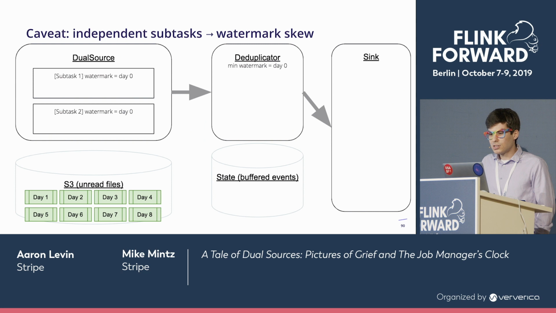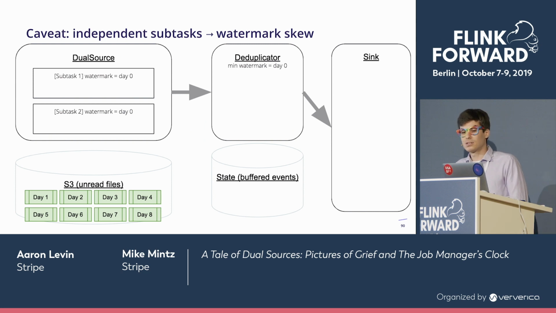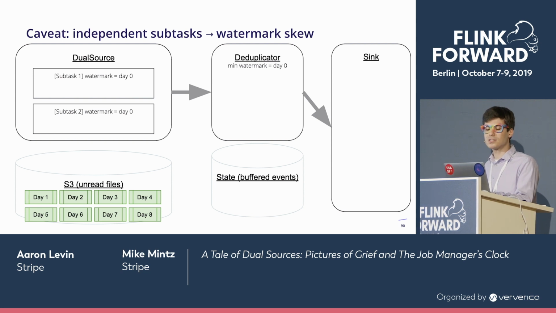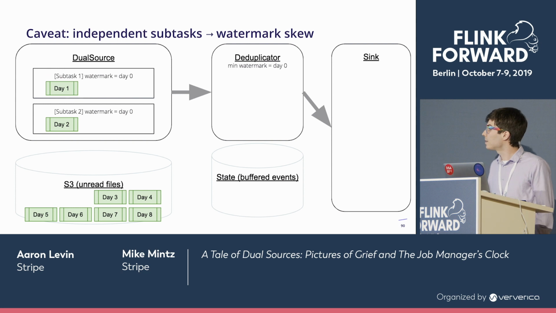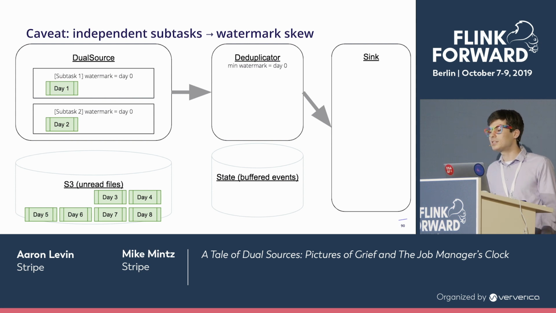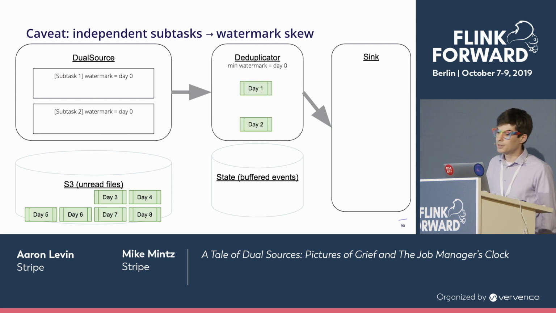Here is our job at startup before it has processed any files. All of the watermarks are uninitialized. First, the dual source subtasks both pick up their first assigned files, day 1 for subtask 1, and day 2 for subtask 2. Then let's say that they both finish processing their first files around the same time, so the ledger events start to get processed in the deduplicator operator.